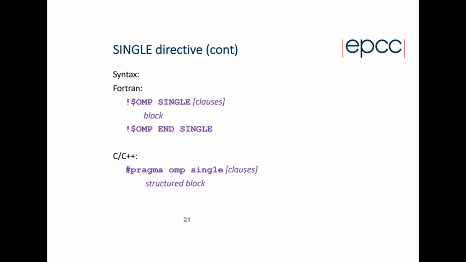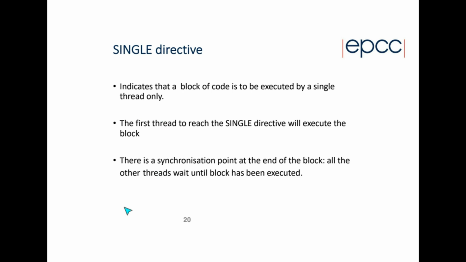Okay, let's move on and look at another couple of constructs. So talk about single and master here. So the single directive is a way of indicating that although we're inside a parallel region, there's a block of code that we want to be executed by only one of the threads and not all of them.